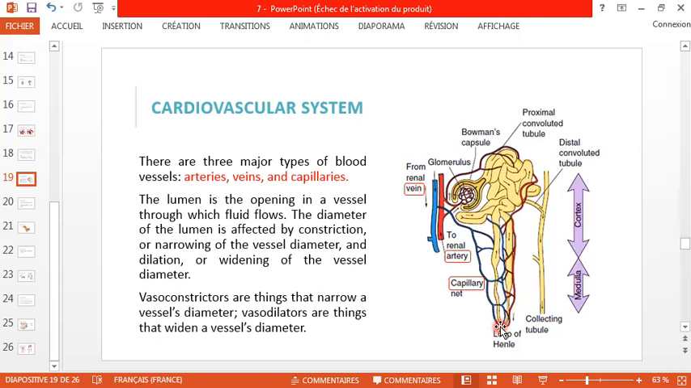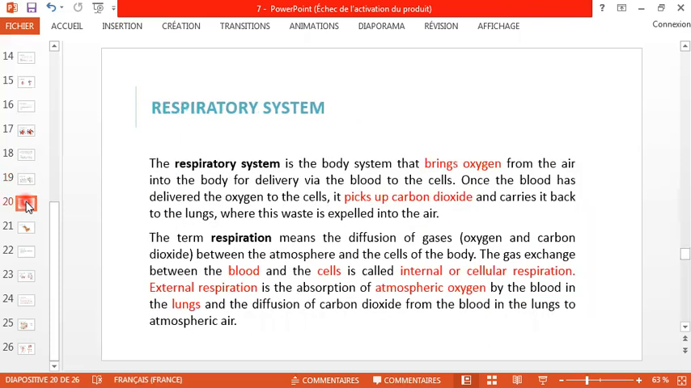As in French, you have donc les artères, les veines et les capillaires. And I move to the next slide. Now we're dealing with the respiratory system. The respiratory system is drained from the heart into the body for the living cells.